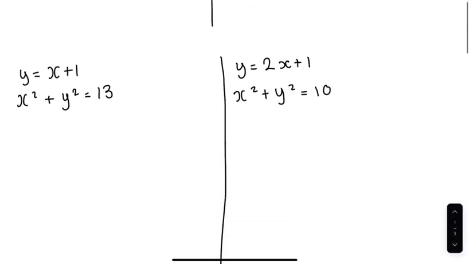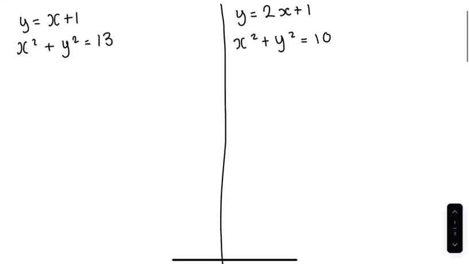Let's have a look at another example. Here I have y equals x plus 1, and then I've got x squared plus y squared equals 13. Now we're going to use a similar idea to what we did before. We know that y equals x plus 1, so instead of saying y here, what I can do is substitute in x plus 1 instead. Now it's a little bit harder with the substitution, but let's go through it together.